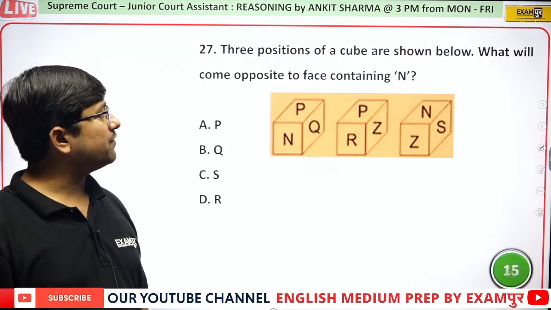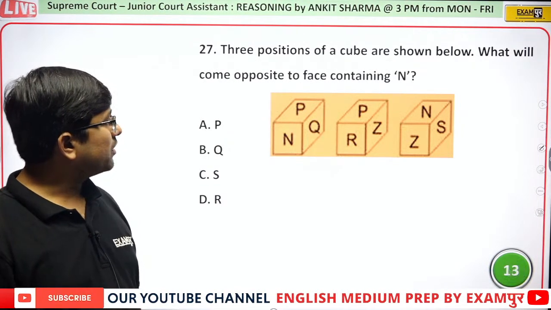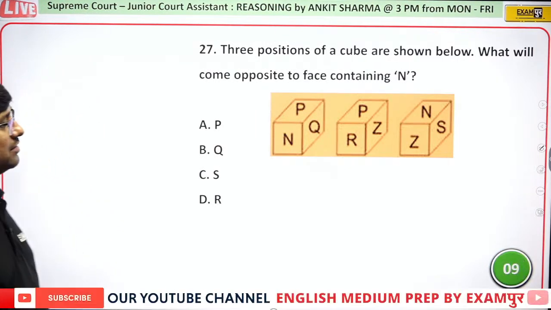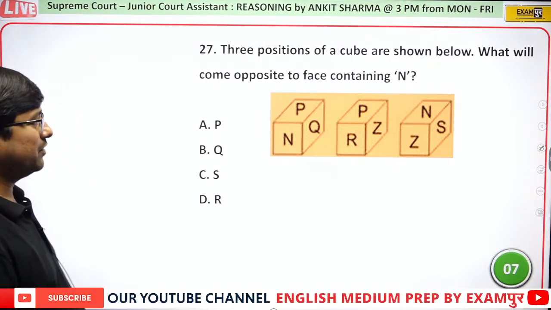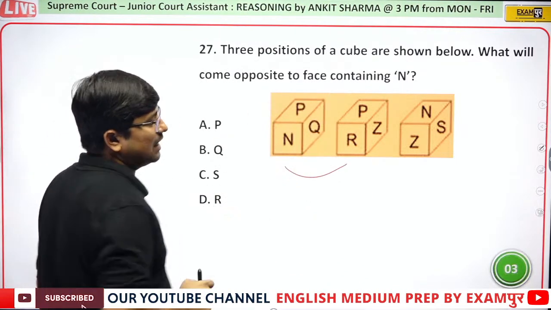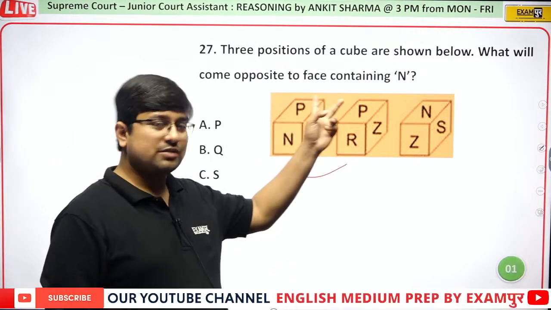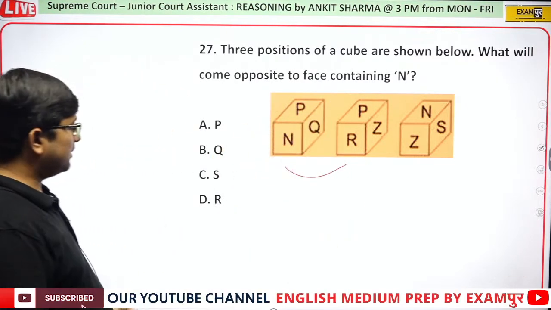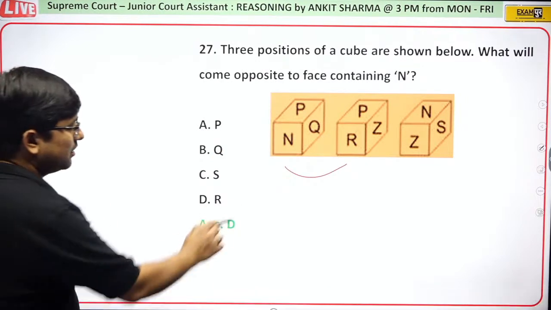Three positions of a cube are shown below. What will come on the face opposite to n? Now see, my dear students, there are more than one ways of checking this. Check in these two. Only one face is common, and that too at the same location. So opposite to front face n is front face r, and that is how you can tell the answer.